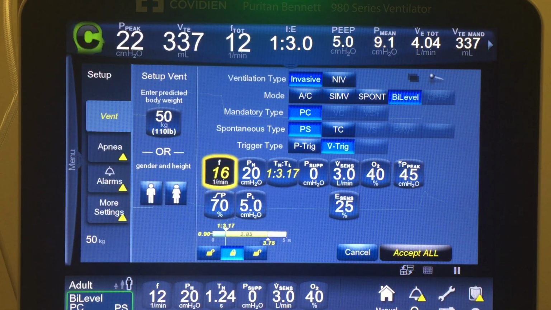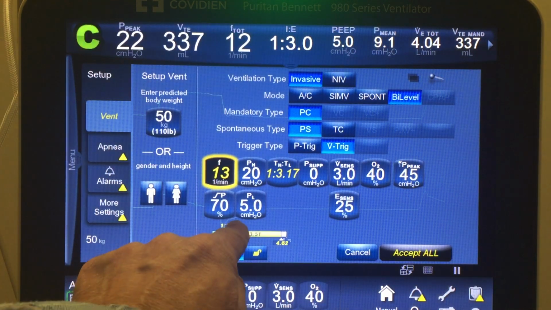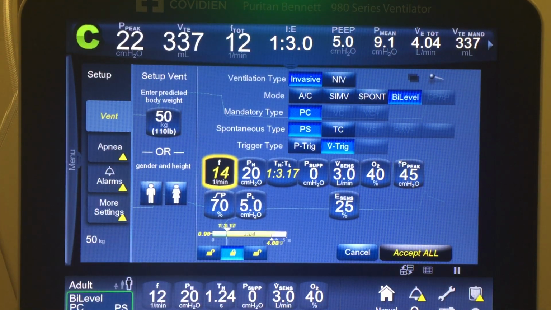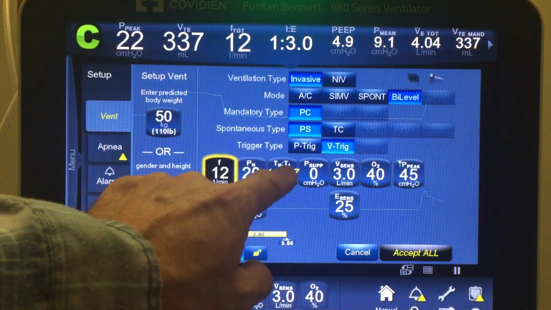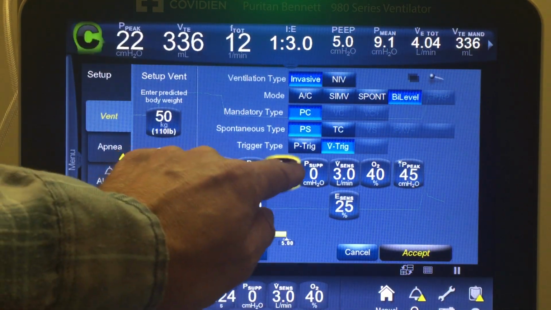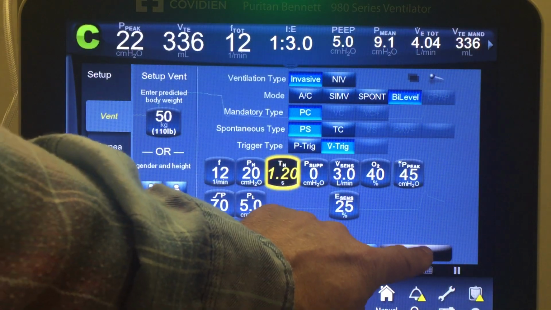This middle key is when you want IE ratio to stay constant with rate changes. So here we go. You see now the IE ratio is staying constant and I and E time are changing. Okay, so most of the time we just control time high. So that's what we're going to do.